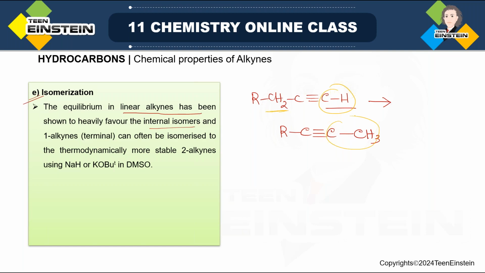So the first structure is terminal, that is 1-alkyne. Why is it 1-alkyne? Because this is position 1. So it can be isomerized to the thermodynamically more stable one. The second one is thermodynamically more stable. And this is 2-alkyne because now the name will be 1 and then 2. The position of triple bond is now from position 2. And what kind of base we can use? See, look at the base. These are strong bases. It is not normal NaOH.